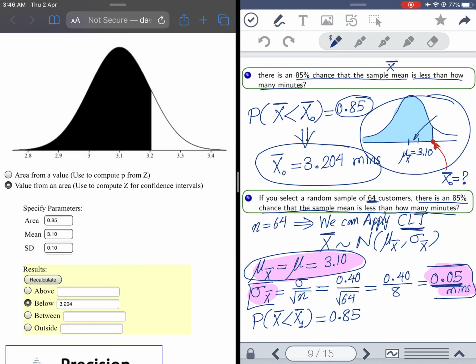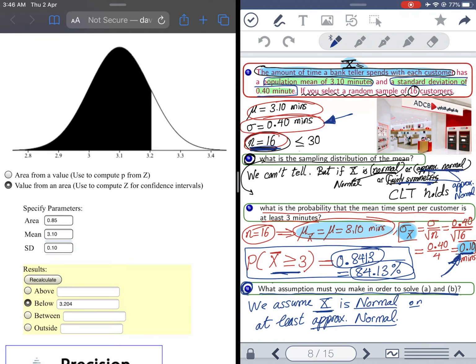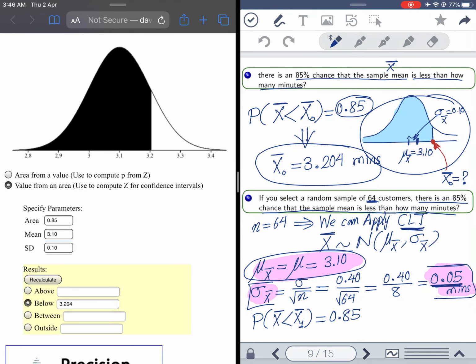For this one, the standard deviation here was 0.10. If you remember, this is sigma x bar. When we calculated it here, we got 0.10. This is when we had 16 customers. But now we have 64 customers, so the standard deviation of the sample means decreased because you're dividing by a bigger number. And so you got this. And all what you have to do now is find this x1 bar.